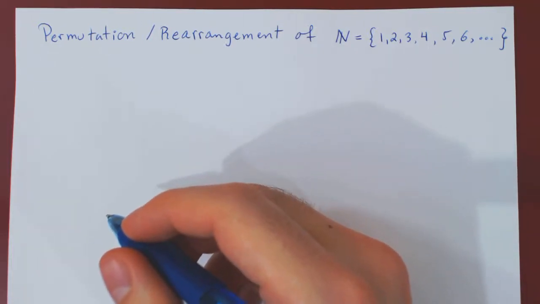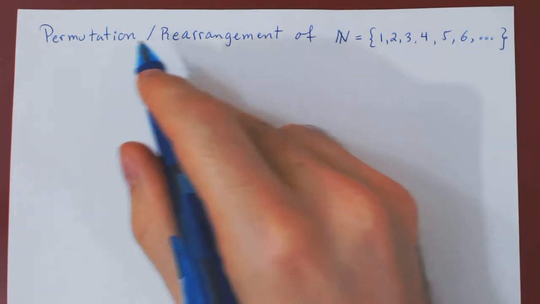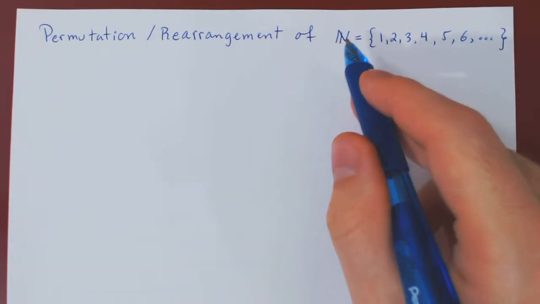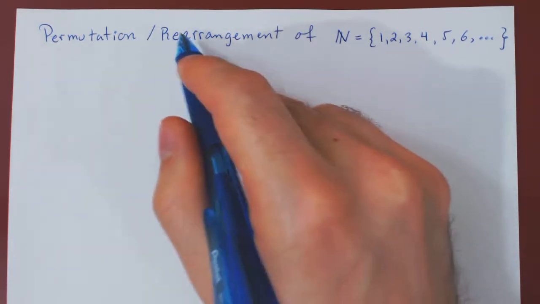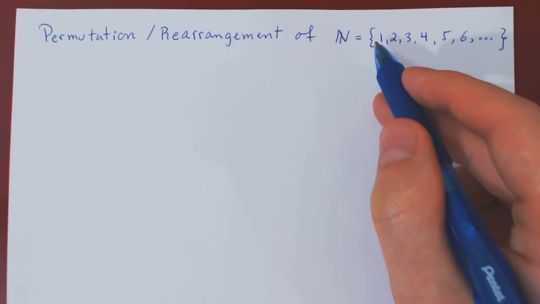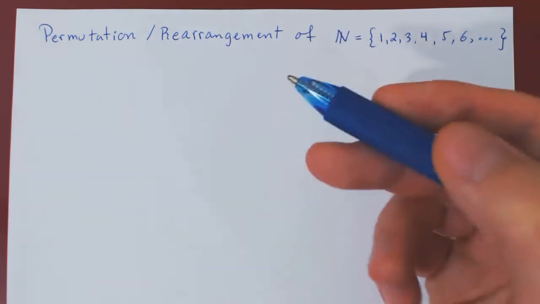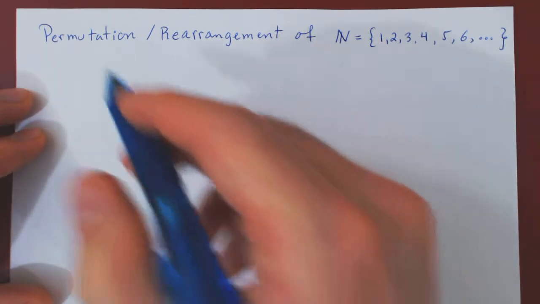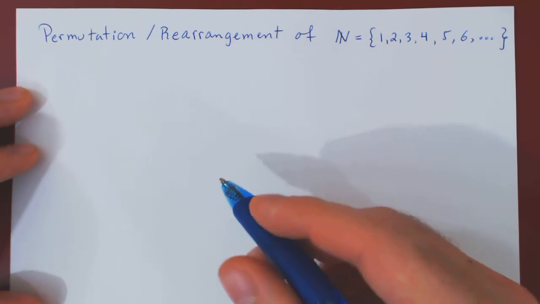Okay, so in this video, we will discuss informally the idea of a permutation and or rearrangement of the natural numbers. Both words are interchangeable as they're synonymous of each other, and whether we include or exclude 0 in the set of natural numbers is not relevant in this discussion. So what is a permutation and or rearrangement of the natural numbers?